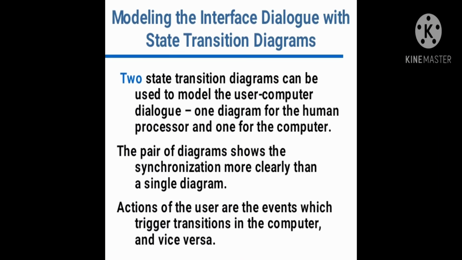Modeling the interface dialog with state transition diagrams. Two state transition diagrams can be used to model the user-computer dialogue: one diagram for the human processor and one for the computer. The pair of diagrams shows the synchronization more clearly than a single diagram. Actions of the user are the events which trigger transitions in the computer, and vice versa.